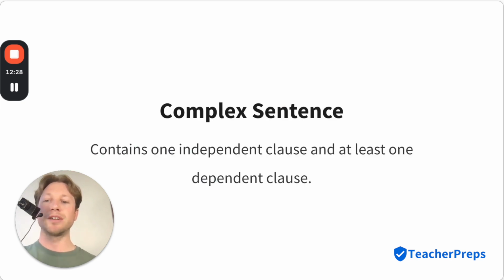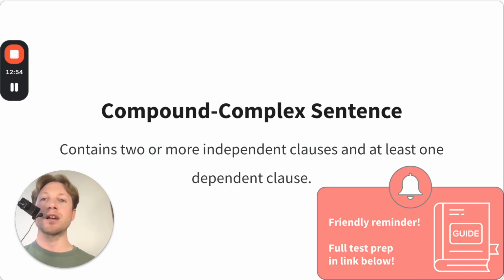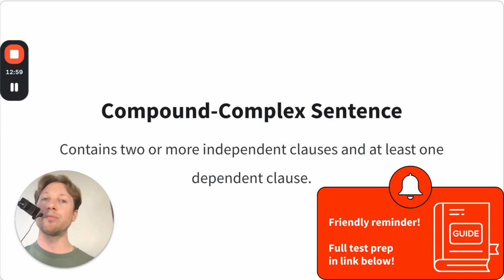Next up, we have complex sentences, and this is a type where we have one independent clause and at least one dependent clause. So for example, when the bell rang, comma, the students left the classroom, period. When the bell rang is the dependent clause, meaning it can't stand alone. And finally, the compound-complex sentence. This is a hybrid with at least two independent clauses and at least one dependent clause as well.